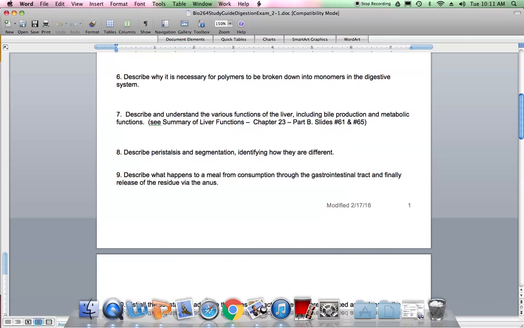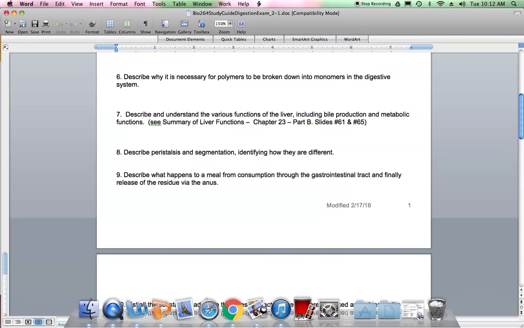So this nitrogen-containing group can be toxic. It can turn into ammonia. So the liver needs to convert that into a form that can be excreted by the body. The liver also can transaminate, and it deaminates amino acids, meaning it takes off that amino group, and transaminates, meaning it can actually take the amino group from one amino acid and transfer it to another one.